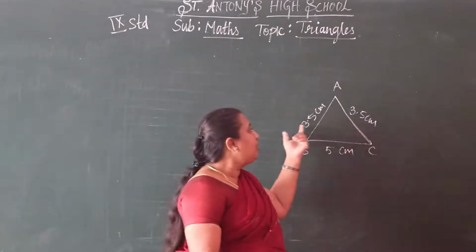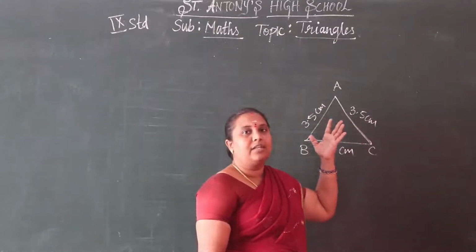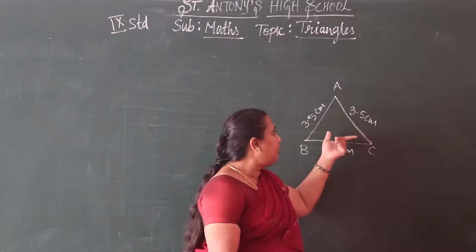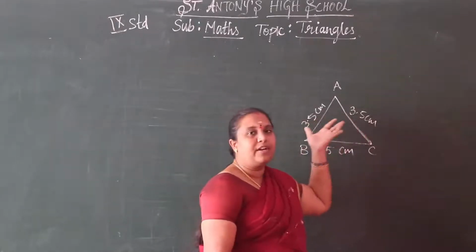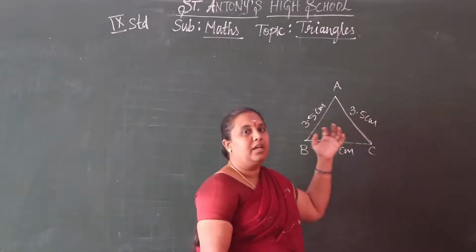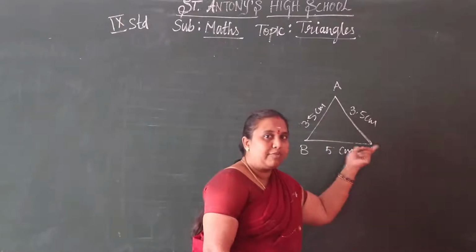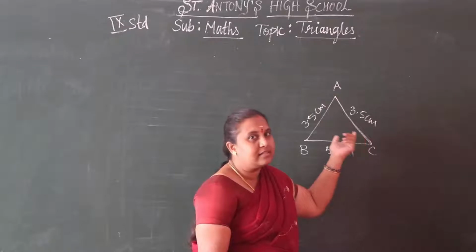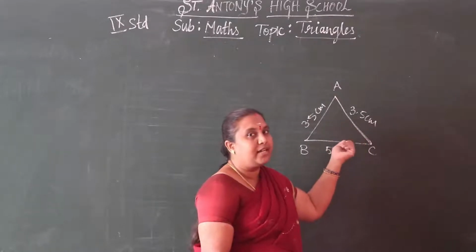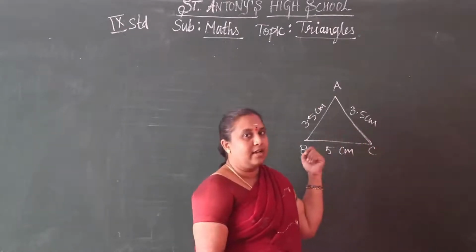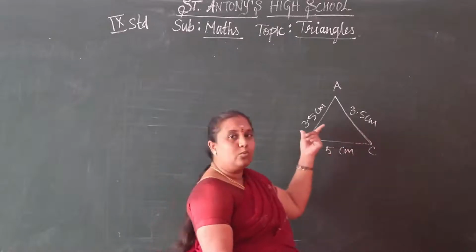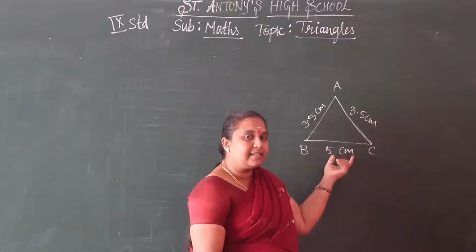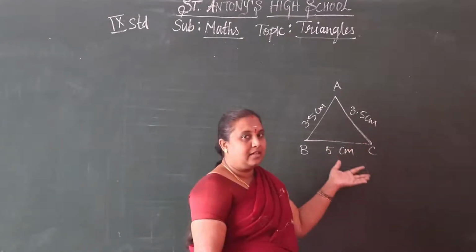So two sides are equal. This is the property we can say based on this. What is the property here? Two sides of a triangle are equal. You know what is the name of this triangle? Isosceles triangle. Children, two sides are equal means we can say it is an isosceles triangle.